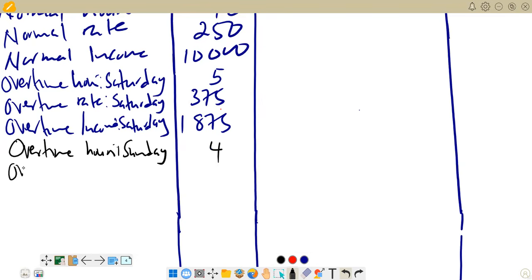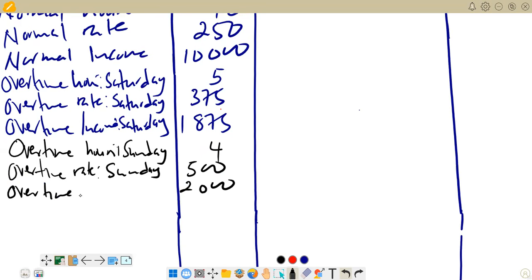Then we have overtime rate now. Overtime rate, and this is as applying to Sunday. Remember, we say 250 times 2 and we got 500. So for the overtime income for Sunday, we multiply 4 times 500 to get 2,000. So this is our overtime income concerning Sunday. So that's what we have there.